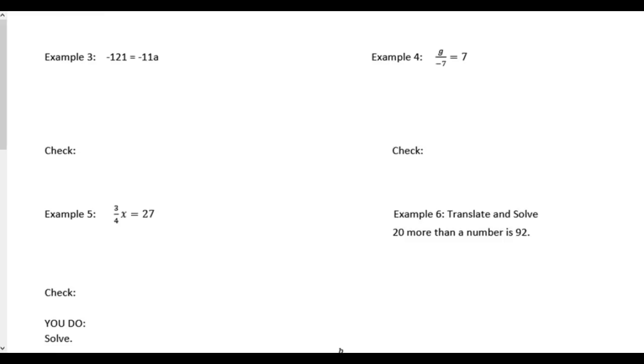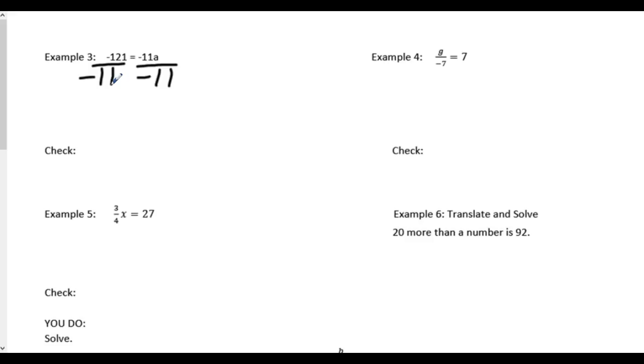So example number 3 is negative 121 equals negative 11a. Our variable a is being multiplied by negative 11. You know that because there's nothing written in between. So in order to undo that multiplication, we're going to divide by the negative 11. Remember that that negative comes along for the ride. We're showing our division using a fraction bar. And we're going to do it to both sides to maintain that balance.